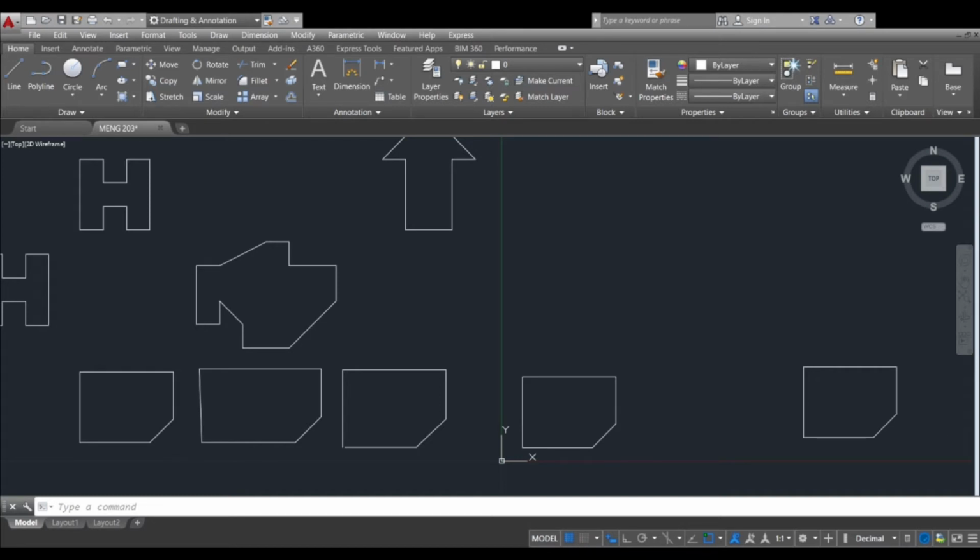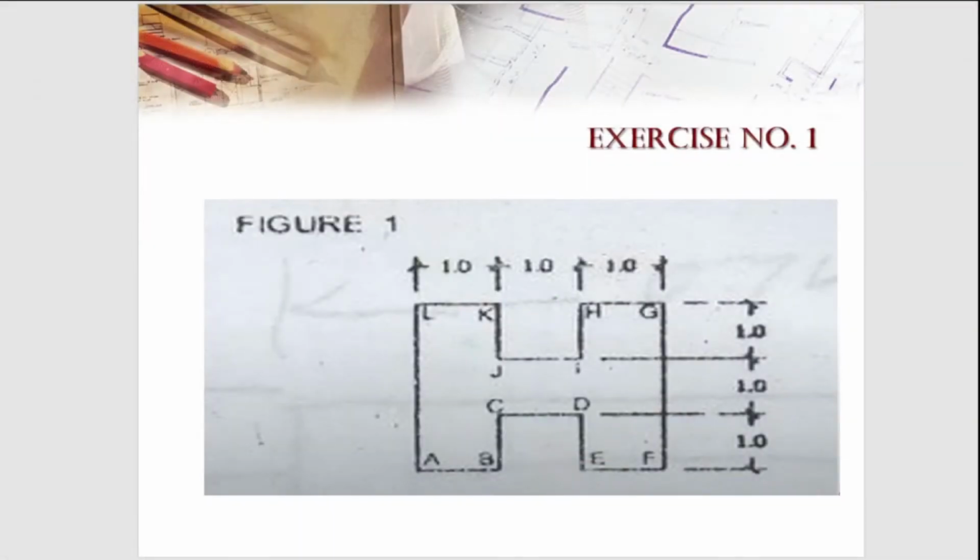Let's proceed to our exercise number 1. For figure 1, also the figure from previous lessons, we will get the coordinates of these points and then plot them in AutoCAD. Let's start with point A. We're going to use absolute coordinates, and let's assume the coordinate is 18, 1.